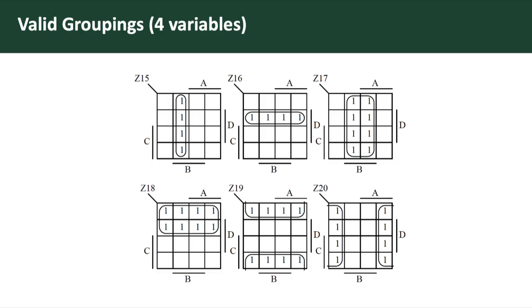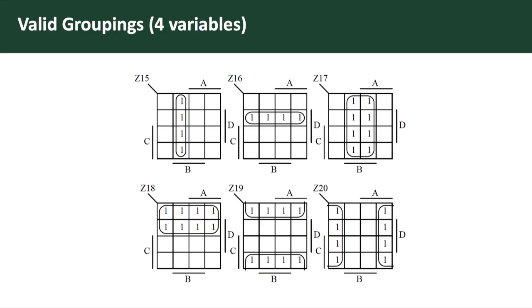Continuing with Z15 through Z20, these are the larger groups and the more exotic wraparound shapes. Z15 is a vertical group of 4 in a single column, all 4 rows. This is a group of 4 that eliminates 2 variables. Z16 is a horizontal group of 4 in a single row, an entire row. It eliminates 2 variables. Z17 is a 2 by 4 block, 8 cells filling half the map. It eliminates 3 variables, leaving a single literal product term.